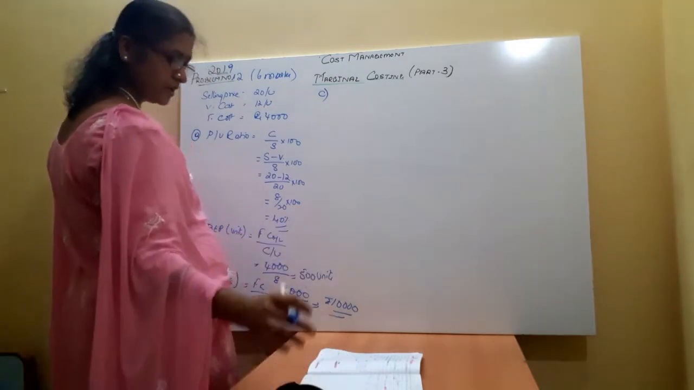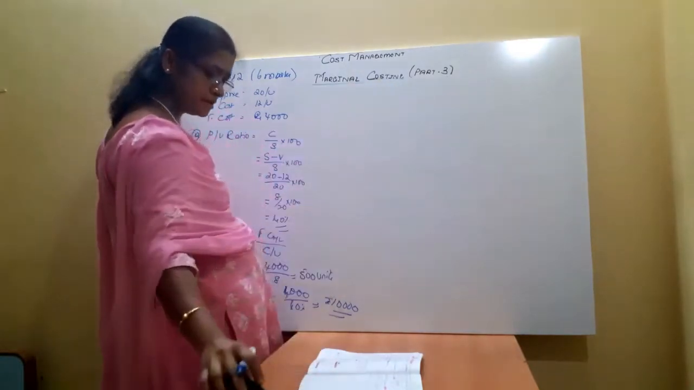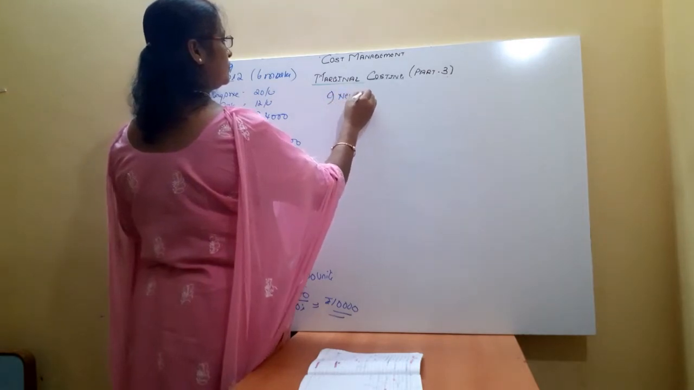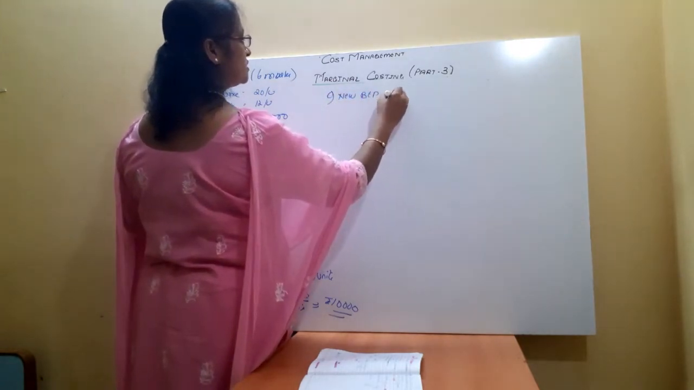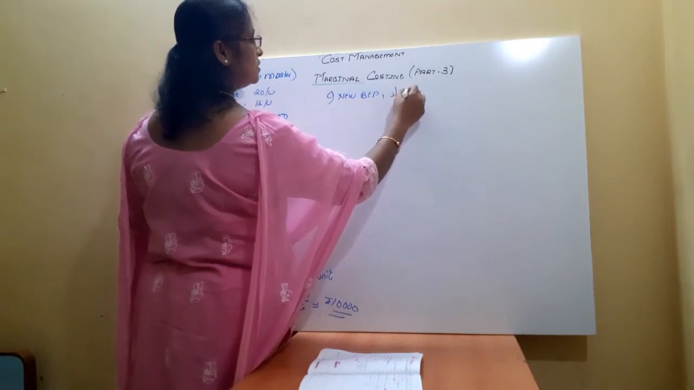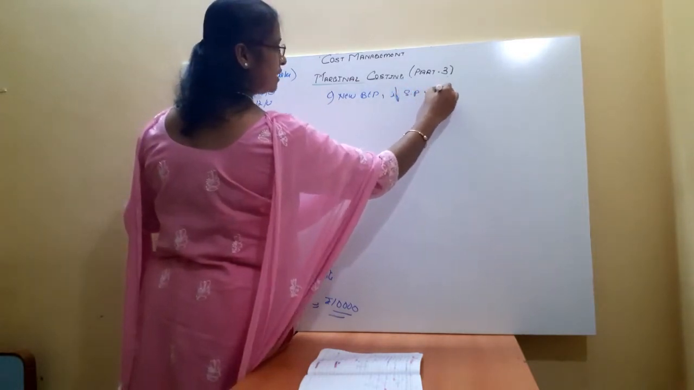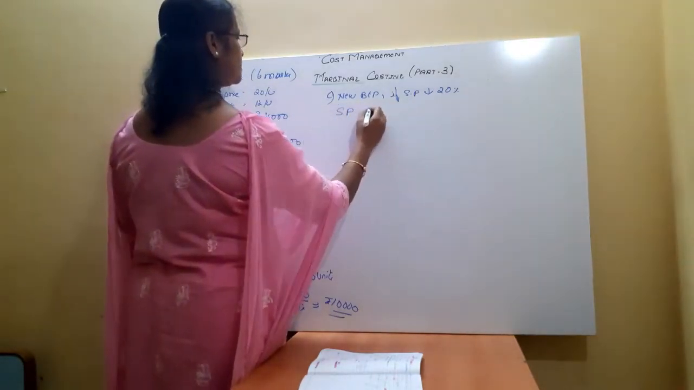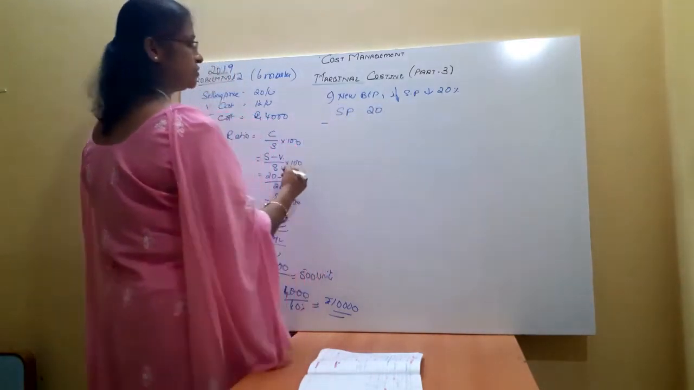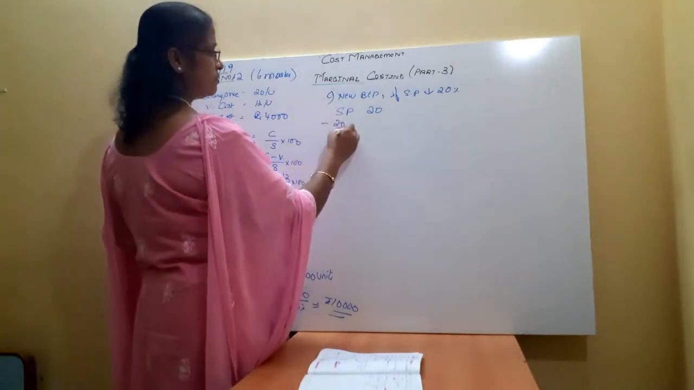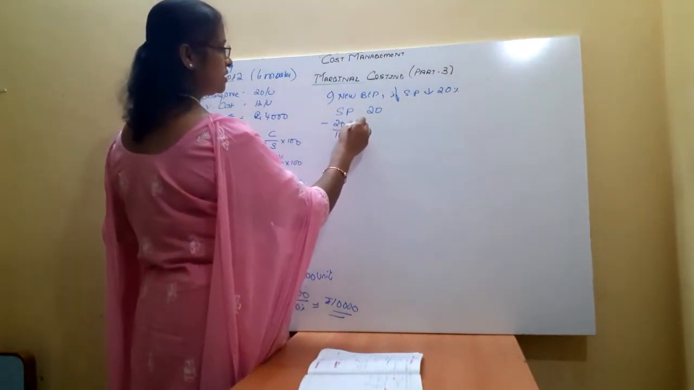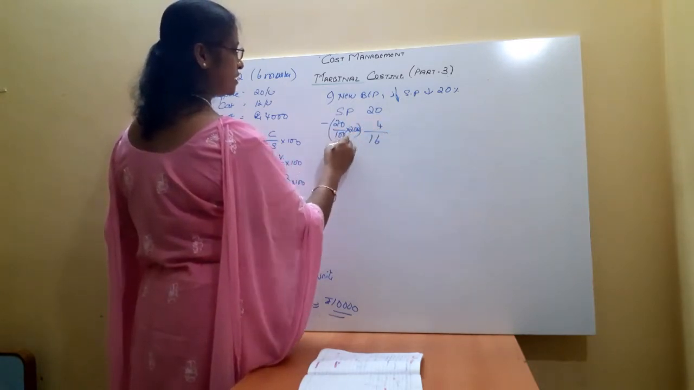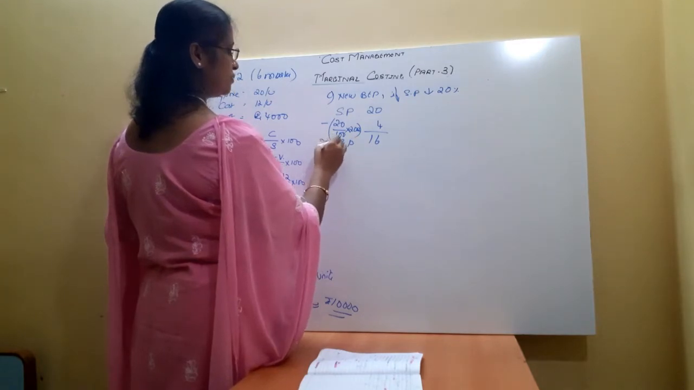And C, they have asked you to calculate the new BEP if the selling price is reduced by 20%. Okay, so what is the selling price? It is 20 rupees. They have asked us to reduce, so let us reduce 20% of 20 rupees, which is 4 rupees. So your new selling price is 16 rupees.